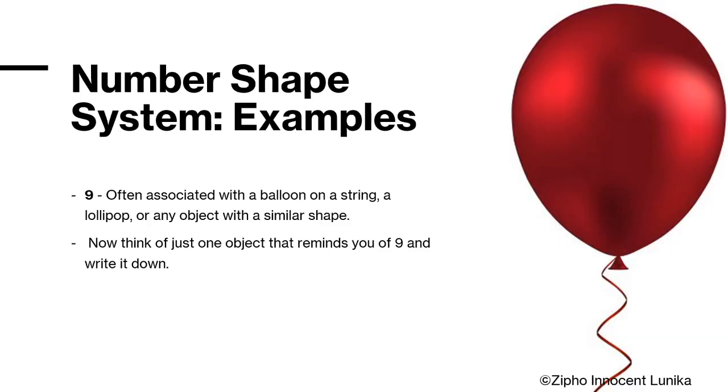So number 9 looks like a lollipop, or an object of a similar shape, or even a balloon. A balloon can sort of resemble the number 9. So it sort of looks like the number 9. Excellent work. Now proceeding further.